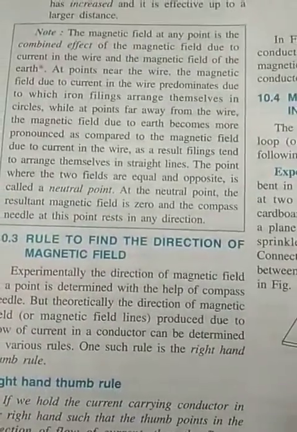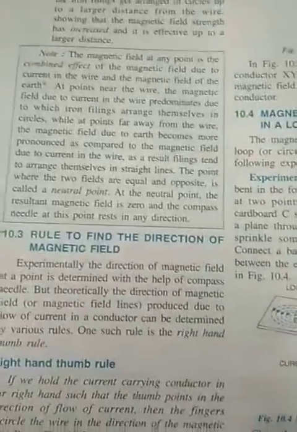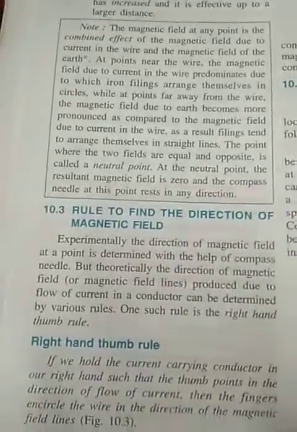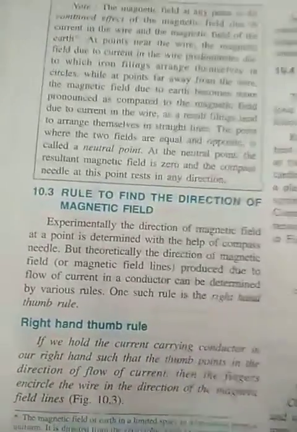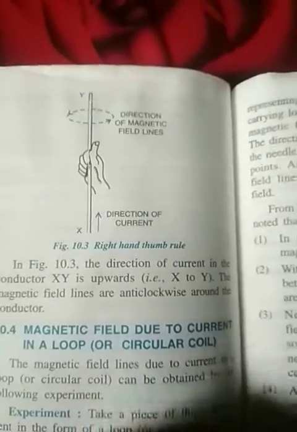Okay, rule to find the direction of the magnetic field. How can we find out the direction of the magnetic field? There is some rule. Okay, let's read. First rule, right hand thumb rule. Okay, let's check the figure. You can check the figure, which will help you to understand.